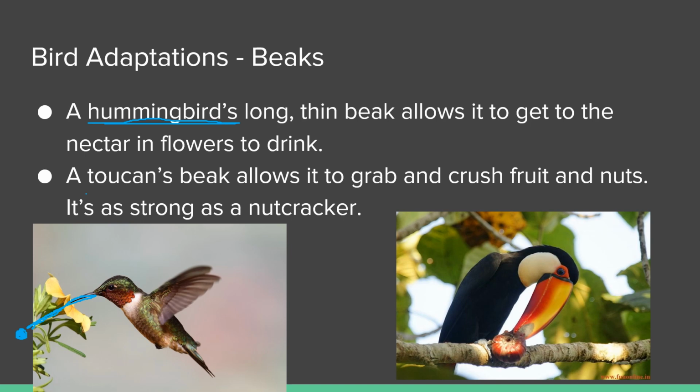Now, a toucan, on the other hand, has a beak that allows it to grab and crush fruits and nuts. Notice this super big, thick, strong looking beak here. Their beak is as strong as a nutcracker. Obviously the toucan's beak would not work to slurp up nectar, and the hummingbird's beak would certainly not work to crush fruit and nuts. Okay, so each of these beak adaptations is specifically designed for that kind of bird, according to what it eats.